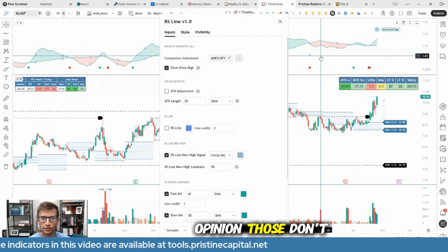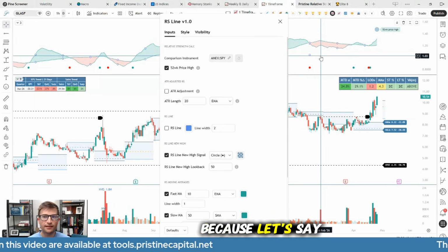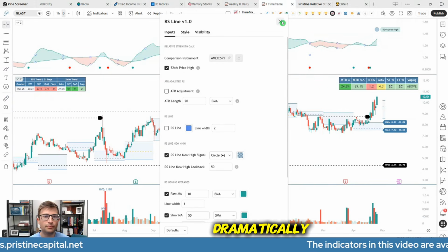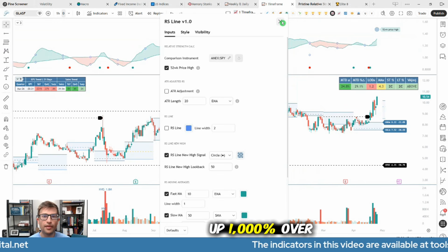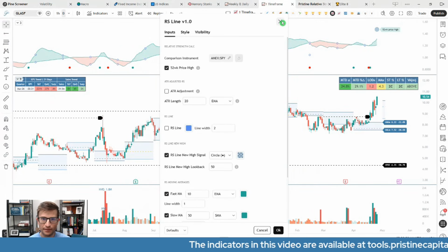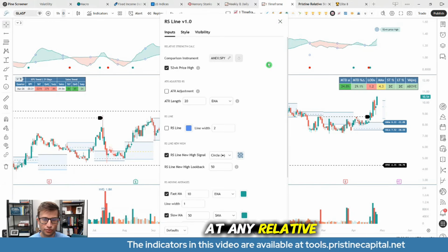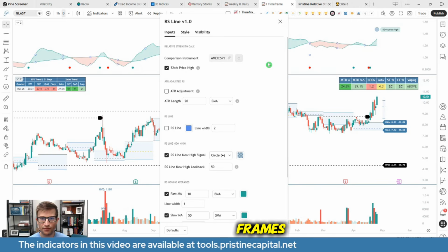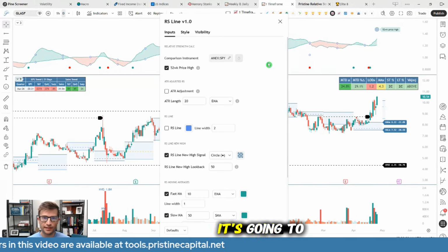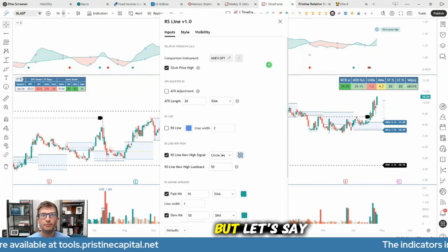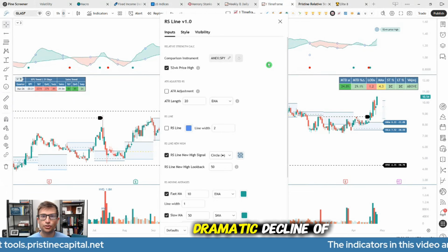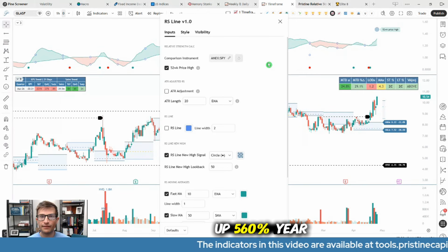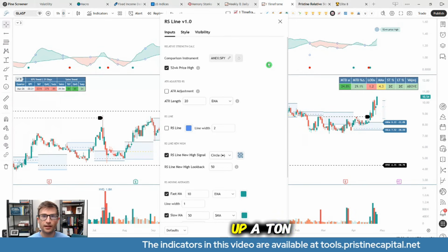But in my opinion, those don't matter all that much, because let's say a stock, for example, outperforms the market dramatically. Let's say that a stock goes up 1,000% over 8 months. If you look at any relative strength score, any relative strength composite, however you want to slice and dice the time frames, relative strength is going to be off the charts, right? It's going to be a 99 RS rating. But let's say that stock then has a dramatic decline of 40%. The stock is still going to be up 560% year to date, which is still up a ton, right?